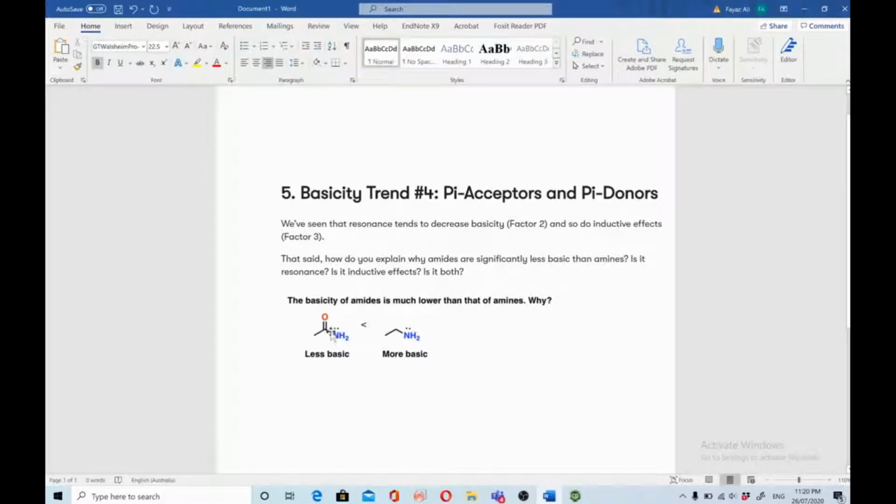So in amides we have a pi-donor and a pi-acceptor, but in amines we have only pi-donors and we do not have any pi-acceptors. So that was the concept. That's why amines are more basic.